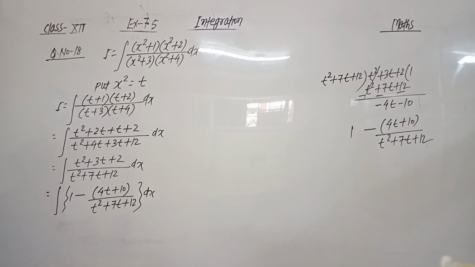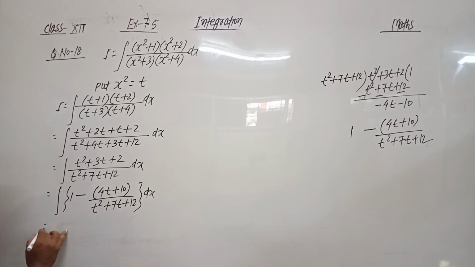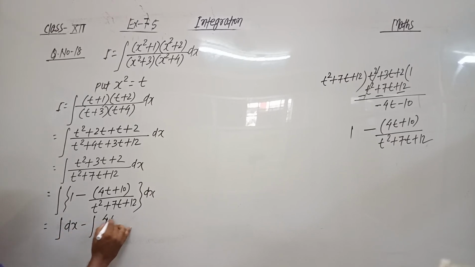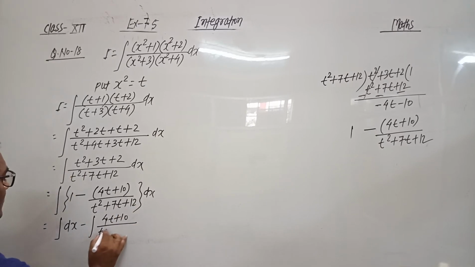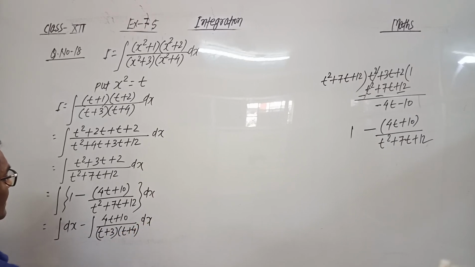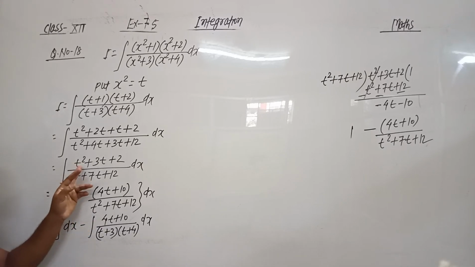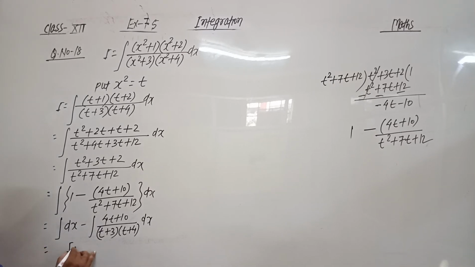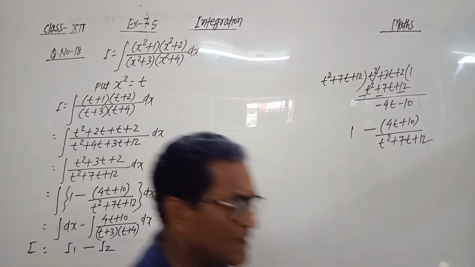Then remove the bracket by multiplying the corresponding terms. So 1 into dx minus integration 4t plus 10, and the denominator can be written as t plus 3 into t plus 4, dx. Now we have expressed this in terms of a proper rational function. Name this I1 and this I2. So separately we will solve I1 and I2.